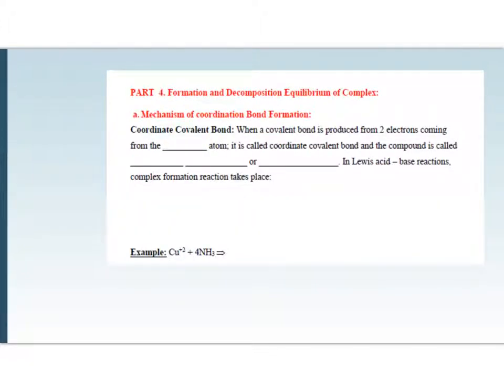And this is the final part, formation and decomposition equilibrium of complexes. First, we have to define the coordinate covalent bond. We're going to talk about this bond more a year later. When a covalent bond is produced from two electrons coming from the same atom, it is called a coordinate covalent bond, and the compound is called a coordinate compound or complex.